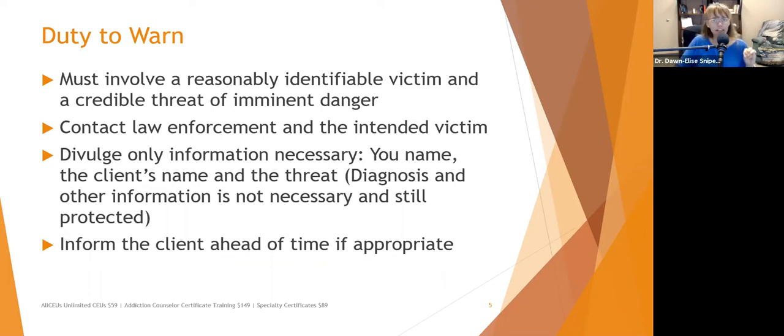If those criteria are met, you need to contact law enforcement and the intended victim, but divulge only the information necessary, such as your name, the client's name, and the exact threat. Information about precipitating factors, the client's diagnosis, and all that kind of stuff are likely not important in this particular situation.